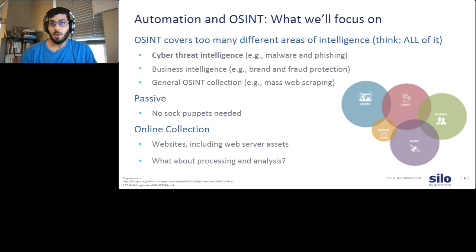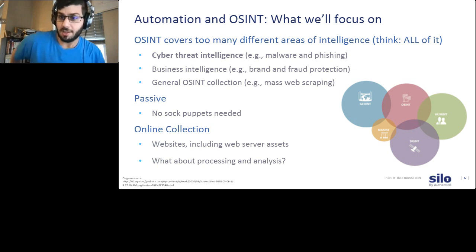For this talk, we're going to really be focusing on the cyber threat intelligence, obviously, part of OSINT, but also some of the areas that may fall into cyber threat intelligence in your organizations, but in other organizations could fall into things like business intelligence, brand and fraud protection, as well as general OSINT collection for collateral and things that might not be related directly to either a fraud, business intel, or a cyber intel use case, but there still could be value in automating.